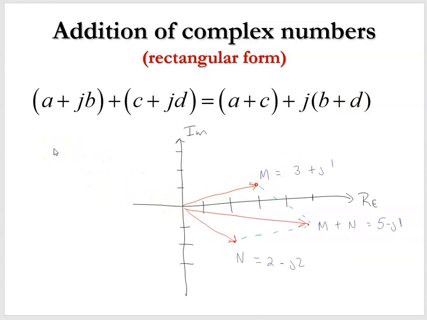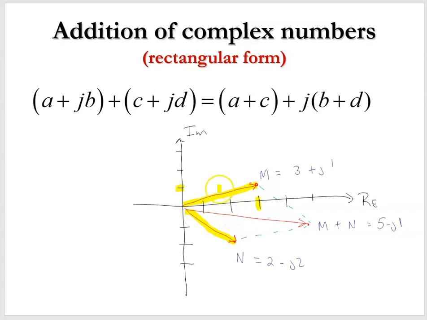So if we let M be 3 plus j1, so here's our M vector. So our M vector, real 3, imaginary 1, and we draw in our vector here. Our N, which is 2 minus j2, so 2 in the real, minus j2. So here are our two vectors where the length of the vector, again, is representing the magnitude of this. We can convert that to angle.